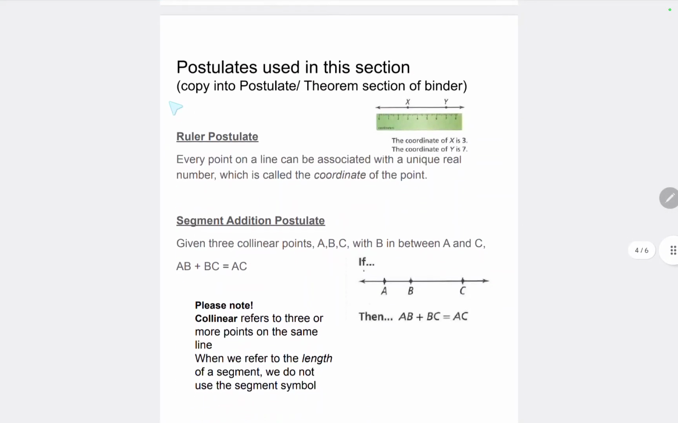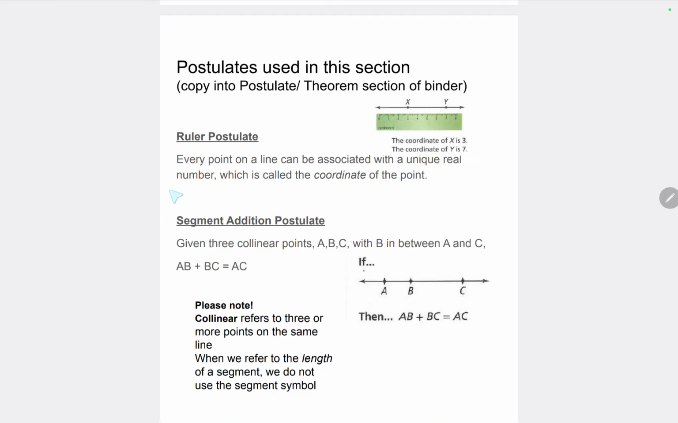I want you to be sure that you copy the postulates that are used in this section, along with the properties of congruence, into the postulate and theorem section of your binder. You will be permitted to use this while you are writing your proofs, so it's very important that you keep that. Okay, the ruler postulate: every point on a line can be associated with a unique real number, which is called the coordinate of the point.